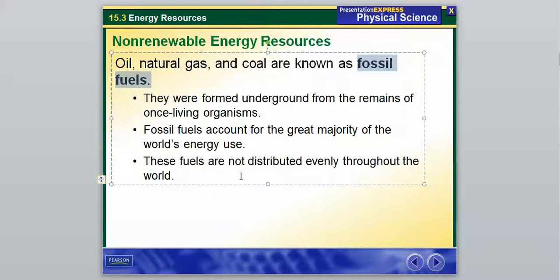And these fuels are not distributed evenly throughout the world. Some parts of the world don't have access to the same amount of fossil fuels as other places. And you can see that it's probably not going to be a good thing, because if it's a non-renewable energy source, that means it might be running out sometime, who can say. So non-renewable energy resources are good, but they're non-renewable. They're not going to be here forever.